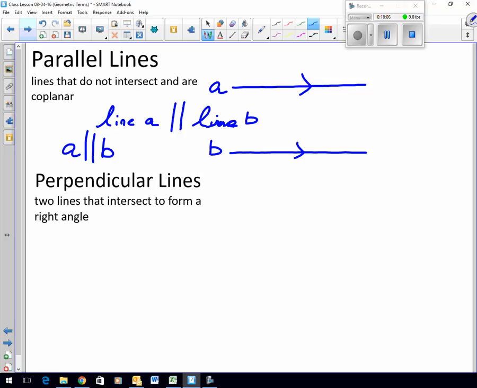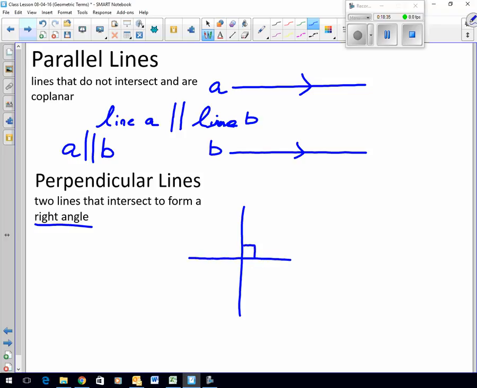Right? Perpendicular lines. Perpendicular lines are lines that intersect and they form right angles. Okay? So just because they crisscross doesn't make them perpendicular. What makes them perpendicular is when they crisscross and they form a right angle.